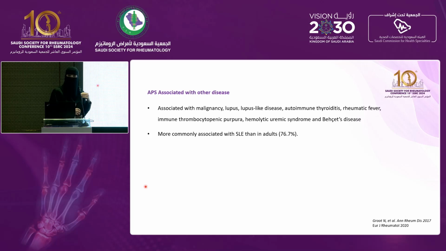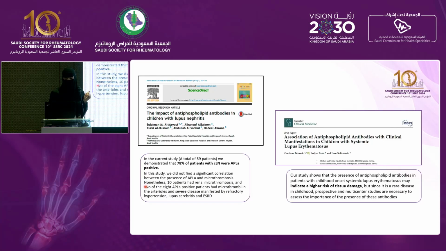We know that pediatric patients with childhood lupus have a higher risk of developing an association with antiphospholipid syndrome. So we need to screen all our patients who are diagnosed with childhood lupus for antiphospholipid syndrome or antiphospholipid antibodies. Even compared to adults, in pediatrics we have a higher rate of association with antiphospholipid antibodies.